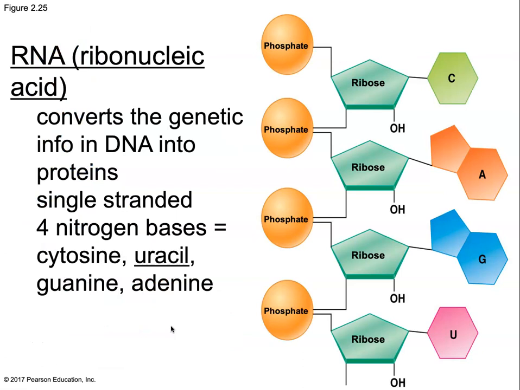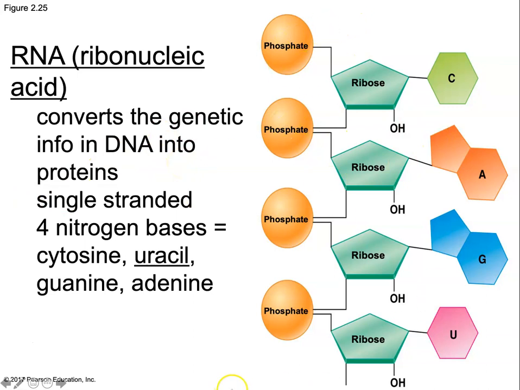Ribonucleic acid, RNA, is going to be ever so slightly different. As we've already mentioned, its job is not to store information, but instead to convert and utilize that information. You're not going to store your information long-term in the form of notes. Information is stored long-term in the form of textbooks. However, you are going to use your notes to convert that information from DNA into proteins, or from hard copy textbook into usefulness. So we're going to convert the genetic information in DNA into proteins.